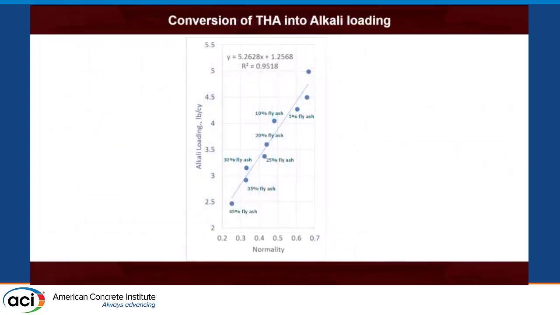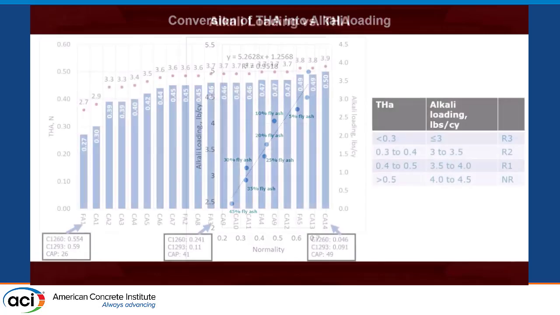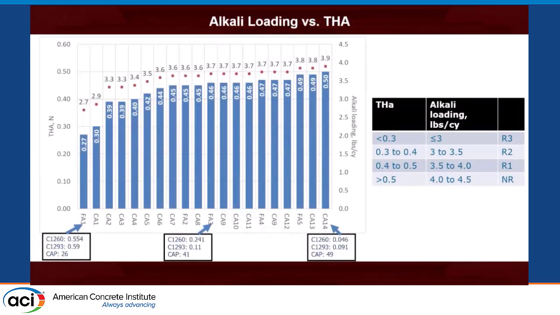Now, we developed this relationship. We calculate normality, threshold alkalinity. Using this calibration curve, we calculate the threshold concrete alkali loading. We actually made paste specimens, extracted pore solution, measured the pore solution, and developed this graph. It works reasonably well for all practical purposes. So we have an idea that aggregate threshold alkalinity you can measure.